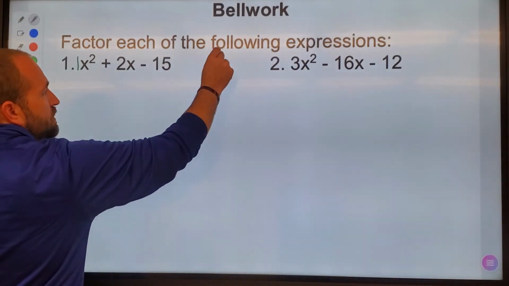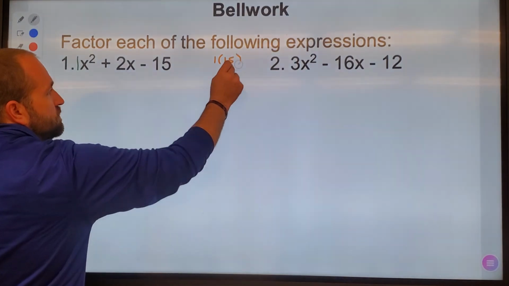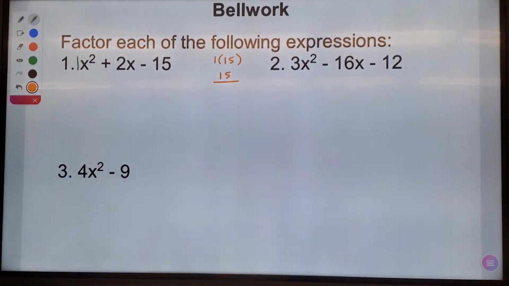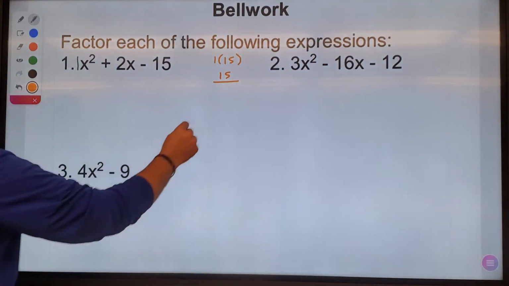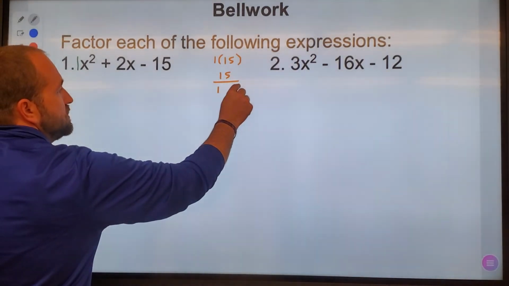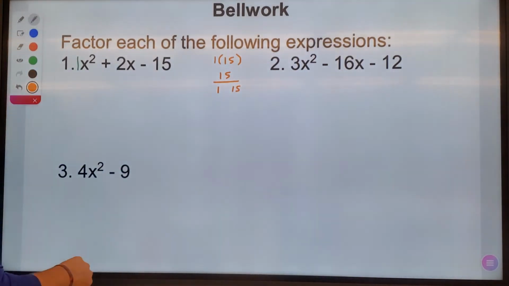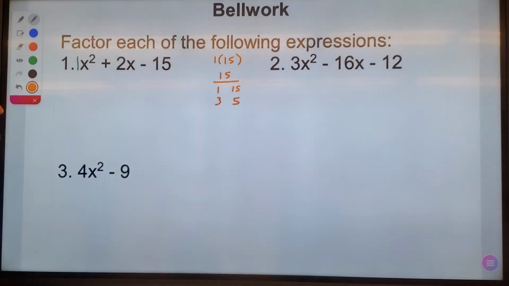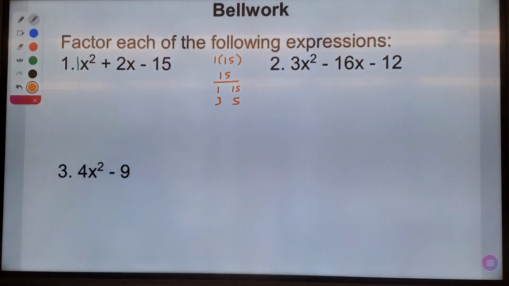So 1 times 15, which is 15. I'm going to factor out 15. I can again create the U, so 1 times 15. 2 does not work. 3 times 5. 4 does not work, and then 5 would go looping back around.